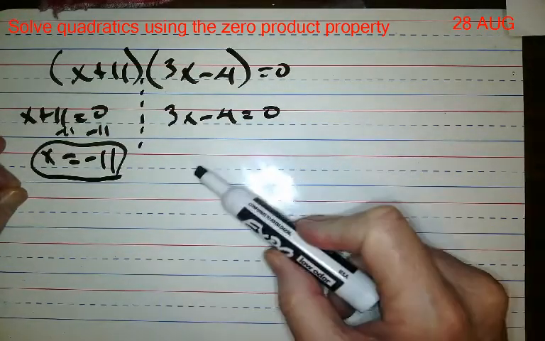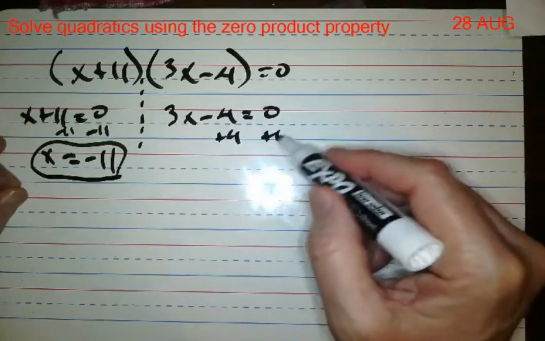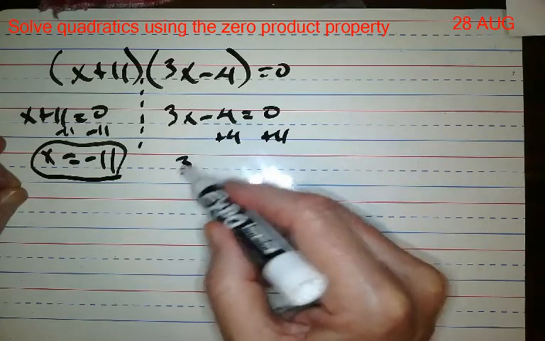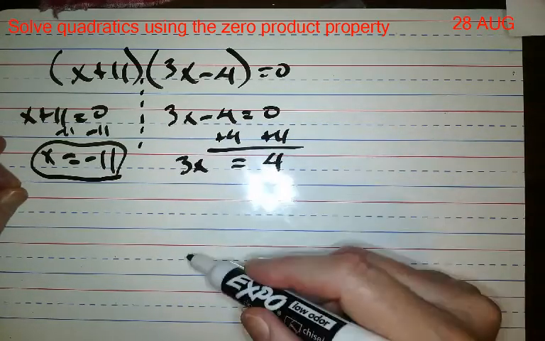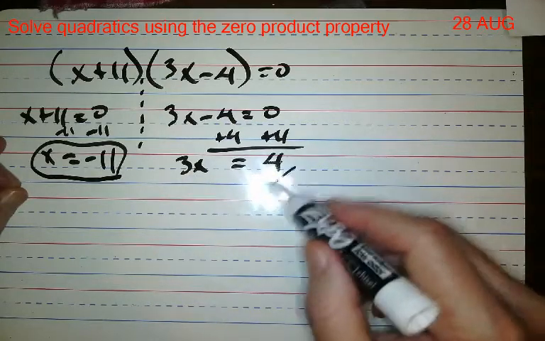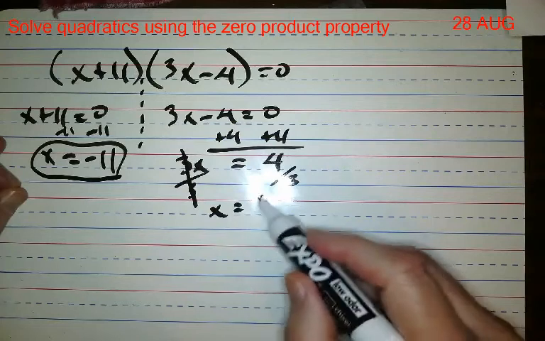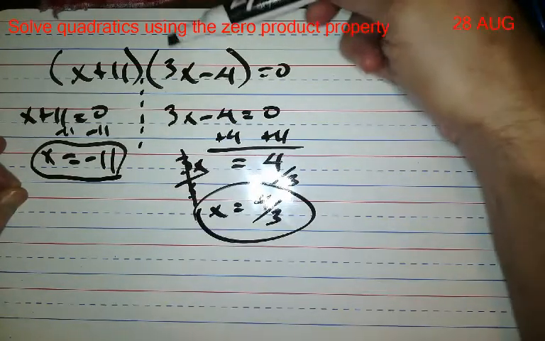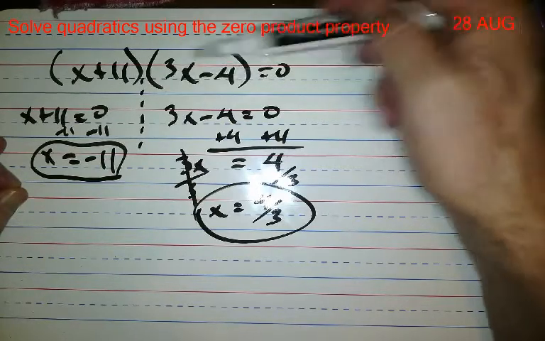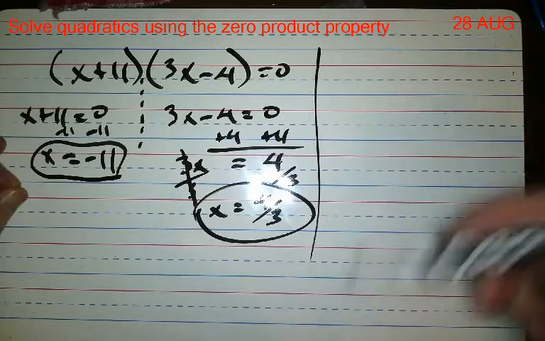But this one has two steps. First, I have to add the 4. That gives me 4 on that side. And then I have to divide by 3. That gives me a fraction answer. So, whenever there's a number in front of x inside the parentheses, that means you're going to have a fraction answer. Let's try another one.